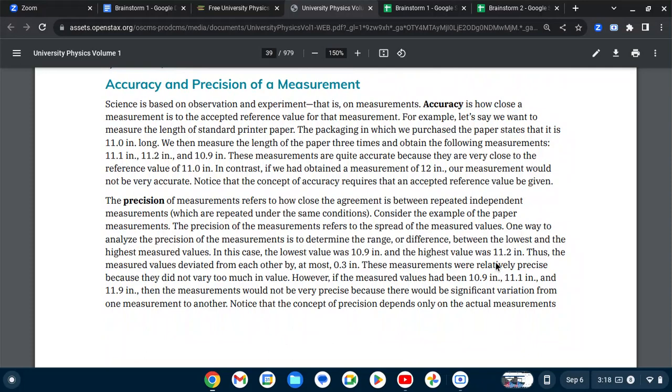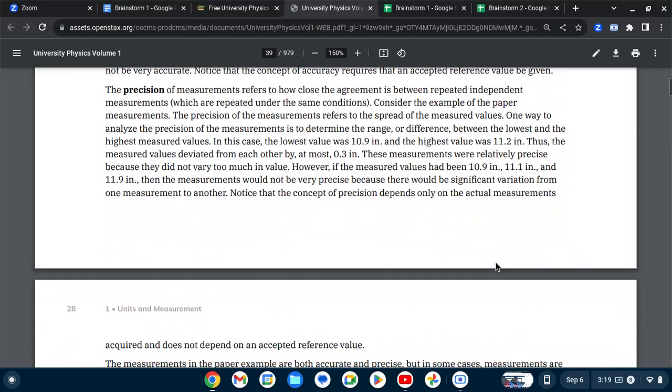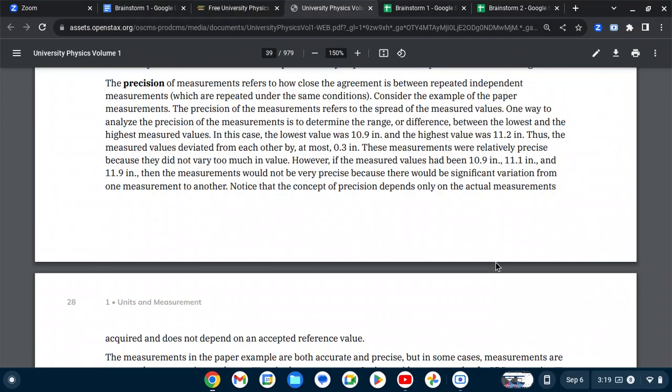In contrast, if we had obtained a measurement of 12, our measurement would not be very accurate. Notice that the concept of accuracy requires that an accepted reference value be given. The precision of measurements refers to how close the agreement is between repeated independent measurements. Consider the example of the paper measurements.